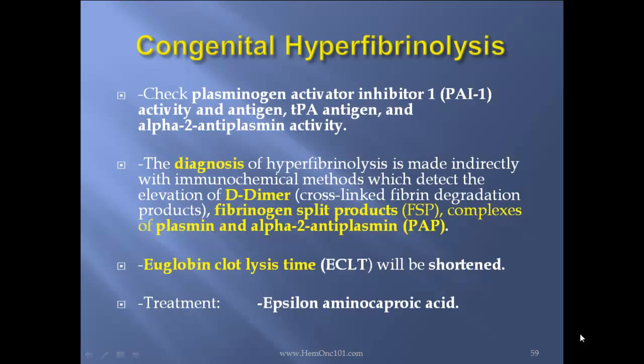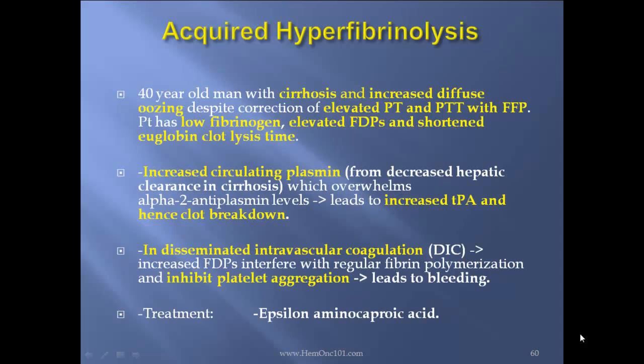So for congenital hyperfibrinolysis, check plasminogen activator inhibitor activity and antigen, TPA antigen, and alpha-2 antiplasmin activity. The diagnosis of hyperfibrinolysis is made indirectly with immunochemical methods which detect the elevation of D-dimer, cross-linked fibrin degradation products, and fibrin split products, and complexes of plasmin and alpha-2 antiplasmin. The euglobin clot lysis time will be shortened. Treatment is Amicar.